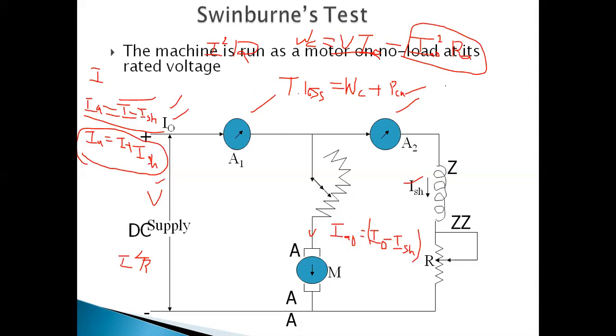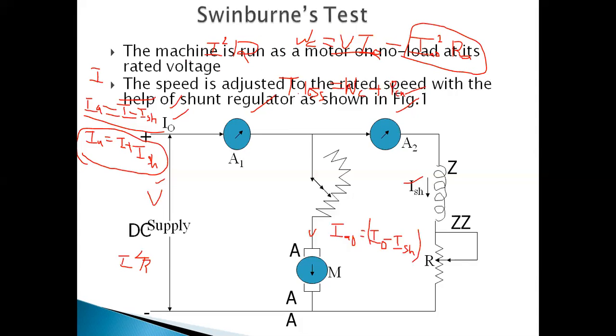The machine is run as a motor on no load at its rated voltage. The speed is adjusted to the rated speed with the help of the shunt regulator, as shown in this figure.